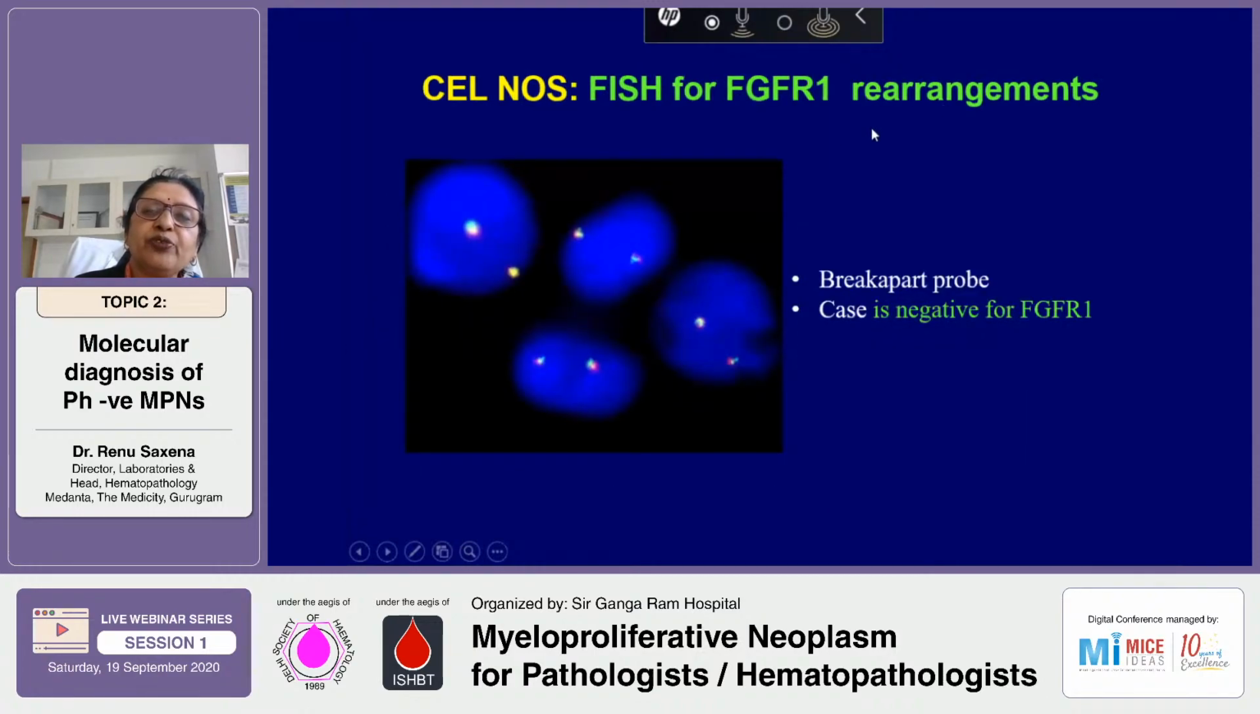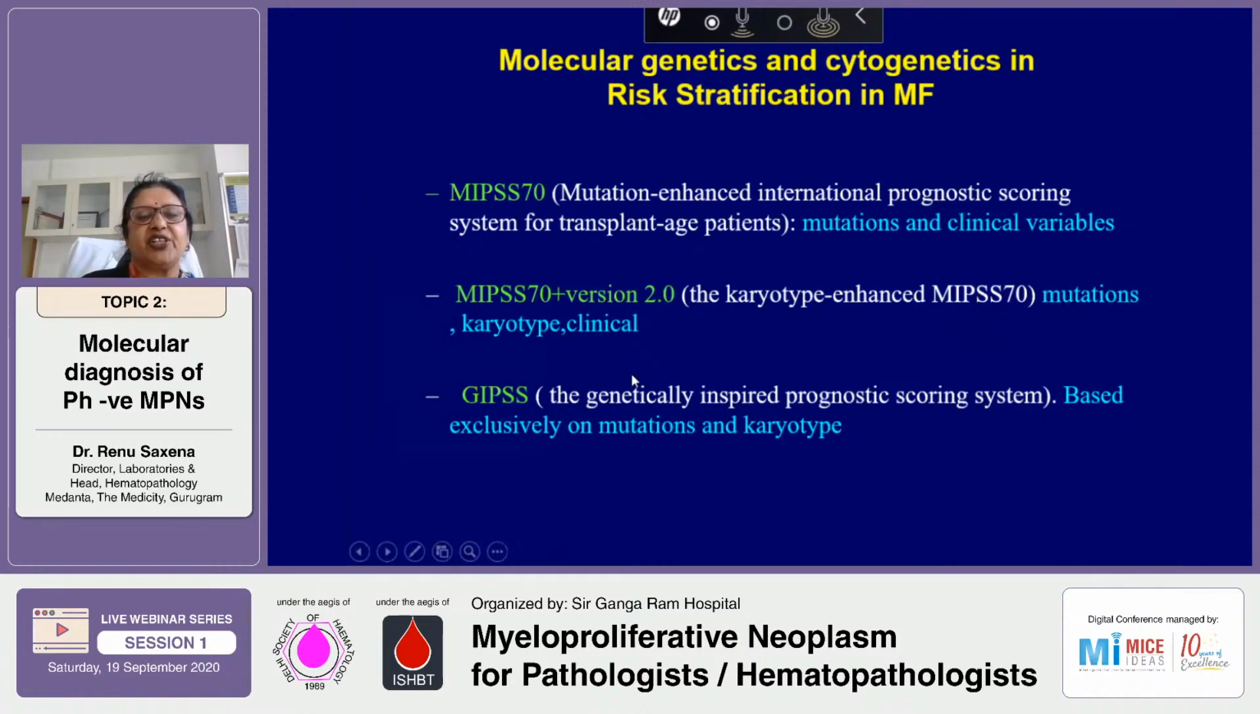We also do FGFR1 rearrangements. Again, here we use the break-apart probe, and as you can see, there are all fused signals, so this is negative for FGFR. And then I will take you along to the role of molecular genetics and cytogenetics in risk stratification, which is particularly known for myelofibrosis.